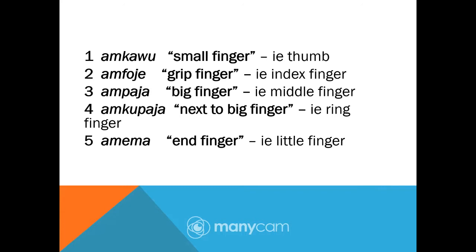And there's a description of each of the 5 fingers, which are also used for numbers 1 to 5. Okay, so kawu is a small finger, really refers to thumb in Latropeth, not little finger as would be in English. Kawu is 1. Foye, grip finger or index finger, is 2. Paya means big. Okay, big finger is the middle finger. Kupaya, ku means next to. So kupaya is the ring finger, next to the big finger. That is also the word for the number 4, and number 5 is yama. Yama is end or stop. That's the end finger, the little finger, which is also used as the word for number 5, yama. Okay, kawu, foye, paya, kupaya, yama.